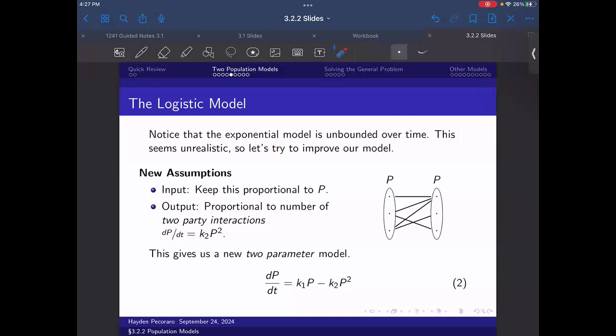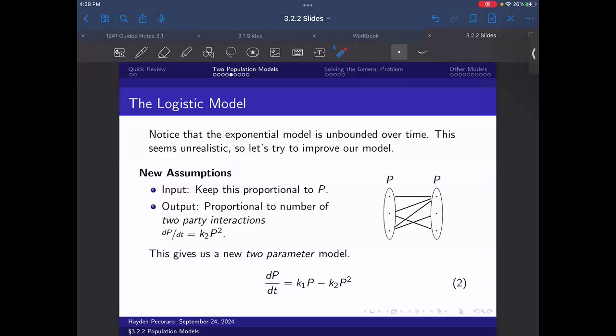Okay, so whenever we change our model, we need some new assumptions. If our model gave us something that didn't reflect reality, it means we assumed something wrong that was maybe close to what we thought originally, but it doesn't actually work. It's not really how things work in the real world. So here are our new assumptions. Input, we'll keep this the same. We don't want to complicate too much.